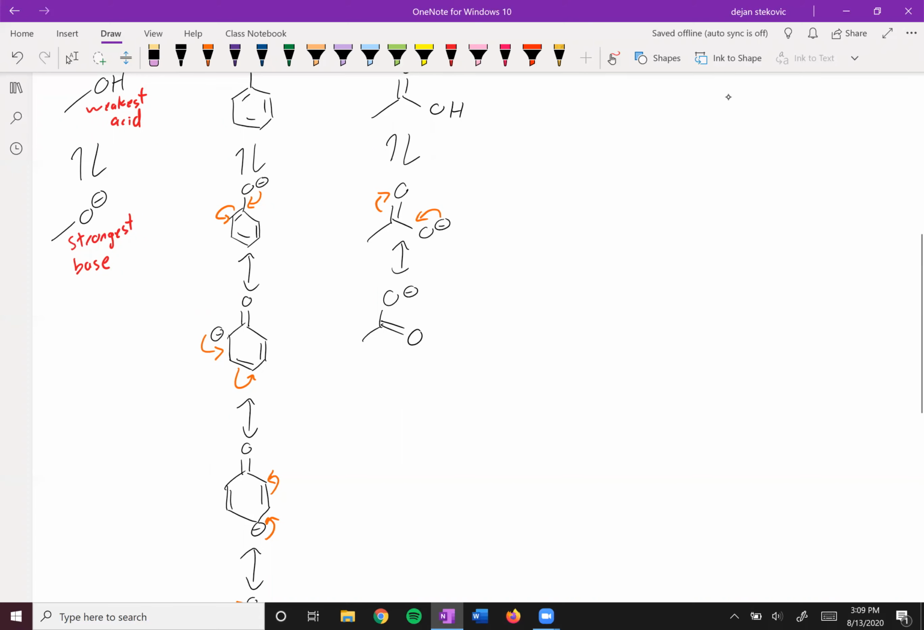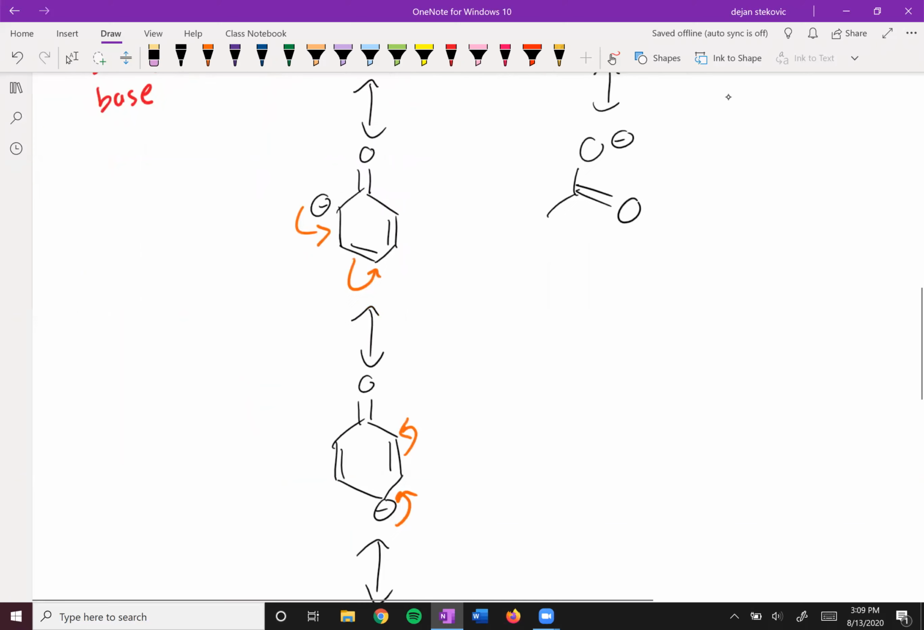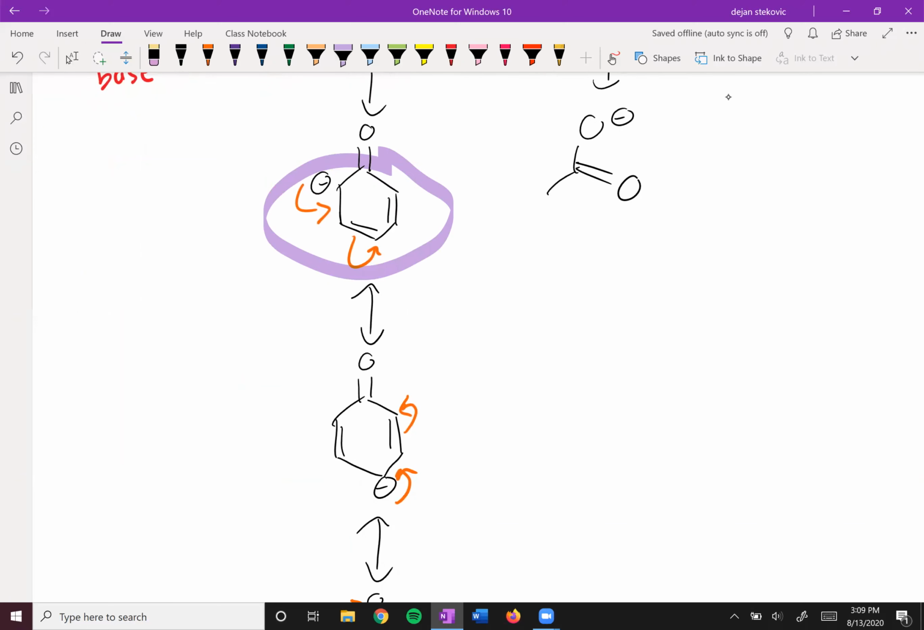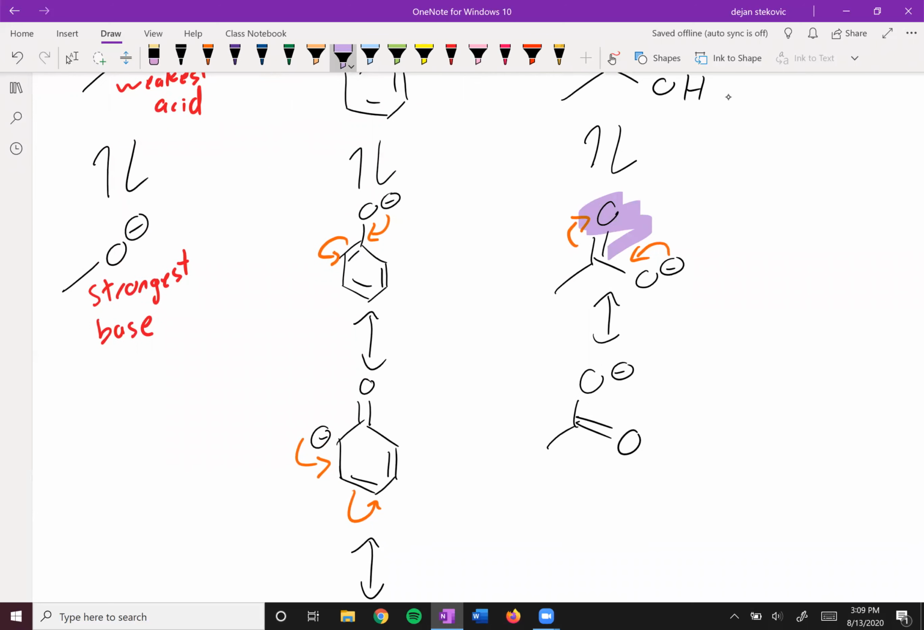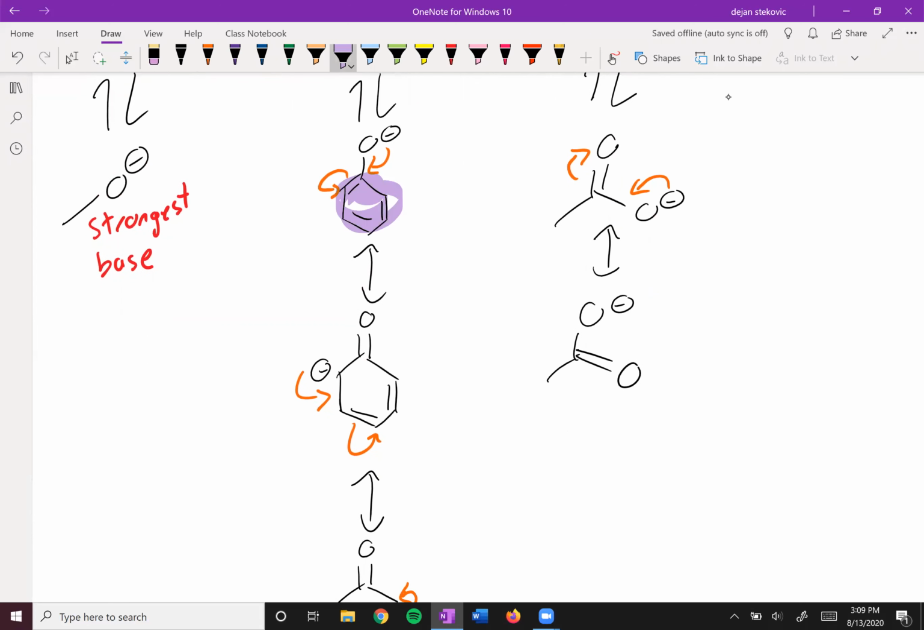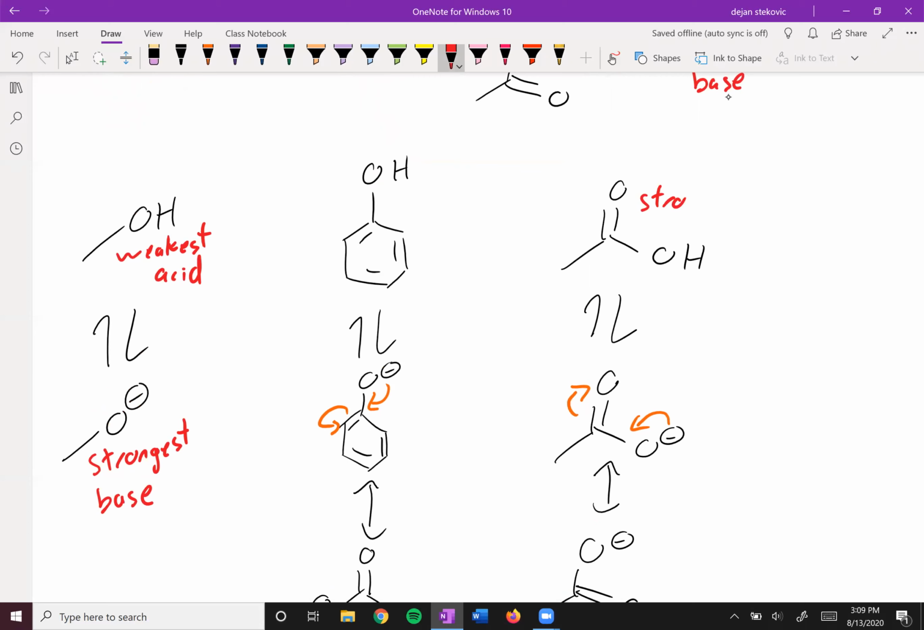So you kind of want to go back to atom effects as well. While this one does have a negative charge spread out more, this one has a negative charge between 2 oxygens, right? 2 oxygens. Whereas this one spreads the negative charge around carbons, which as we've seen is not very stable. And so what ends up happening is that this carboxylic acid is actually more stable, or this conjugate base is more stable. And so this guy right here is more acidic, or this is the weakest base, making the carboxylic acid the strongest acid.